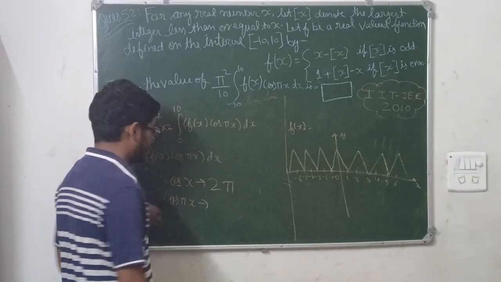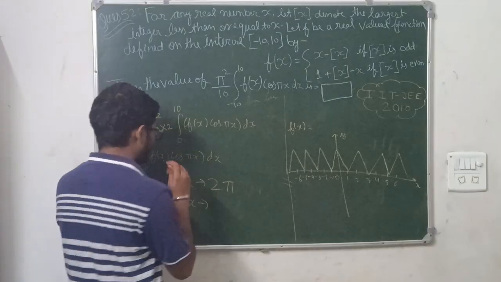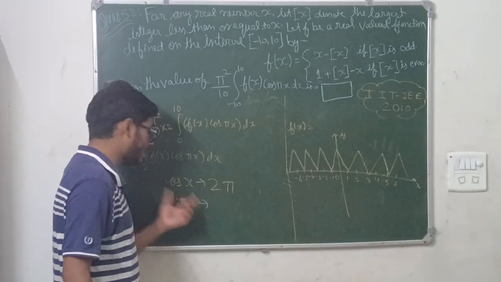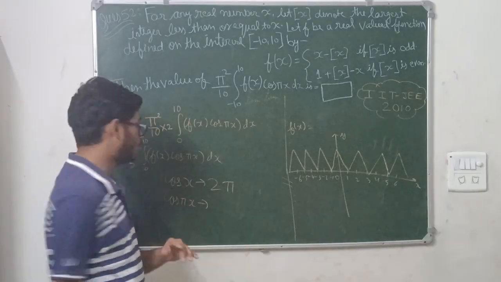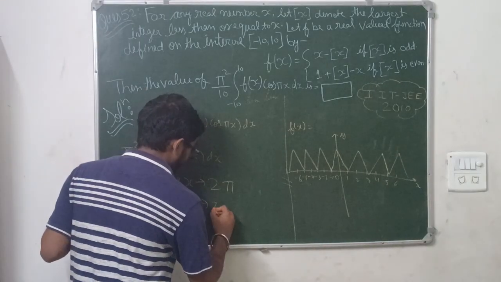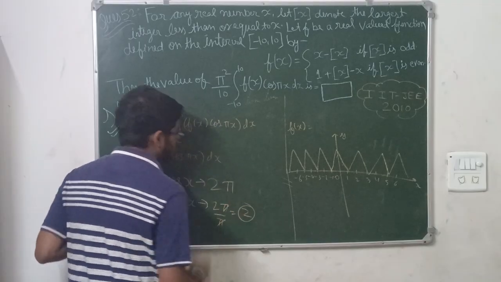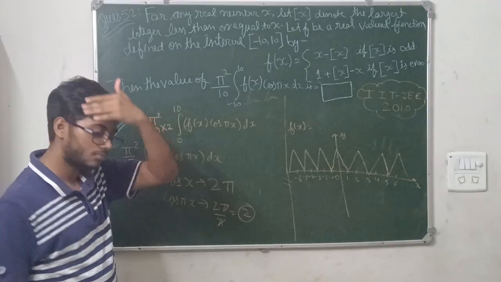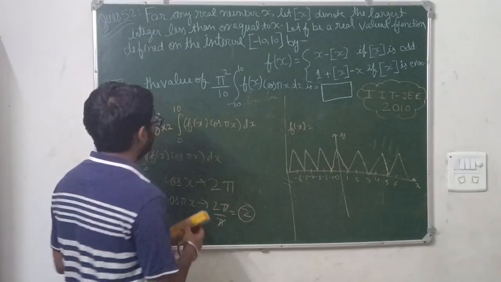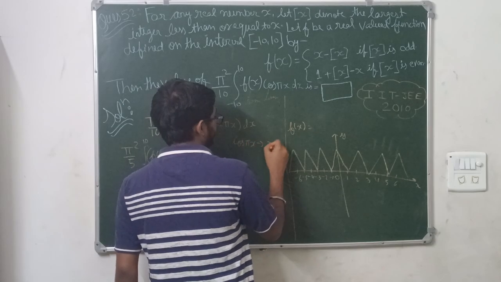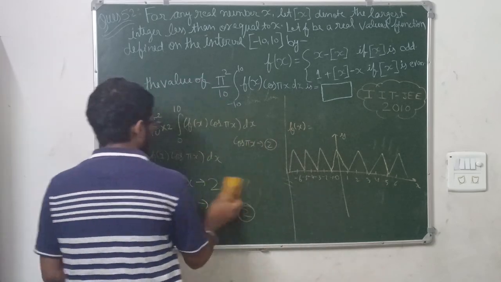We have learned this in functions. If any function's period is 2 pi and cos ax is there, then you have to divide by that a. So the period is 2 pi by pi, cancel, means the period of this cos pi x function is 2. Okay, this is the period of it. So cos pi x has a period of 2. Okay, now see.